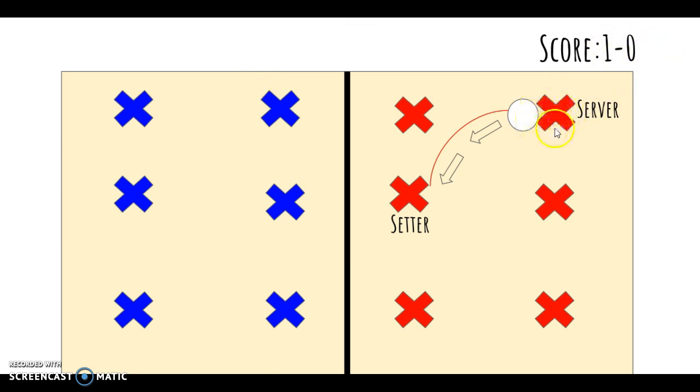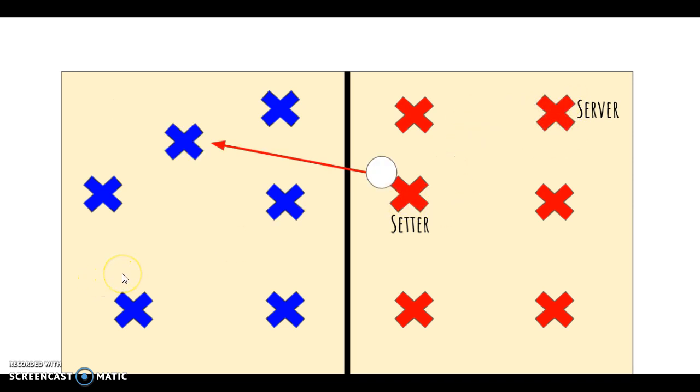Okay, so the server is the same back right position. They're going to serve to the setter in the middle. Setter sends it over. This time the blue team was ready. Their back left player moved forward, and he got the ball. So he's going to hit it up to his teammate, and he's going to receive it and then hit it up again to his teammate.